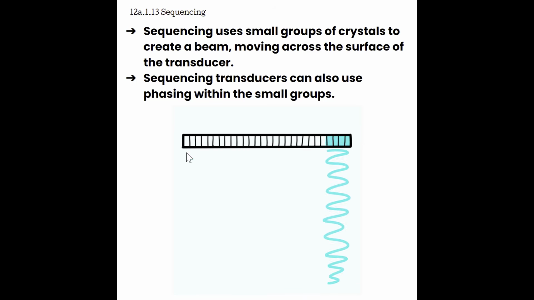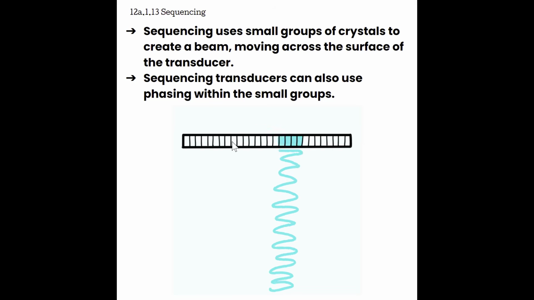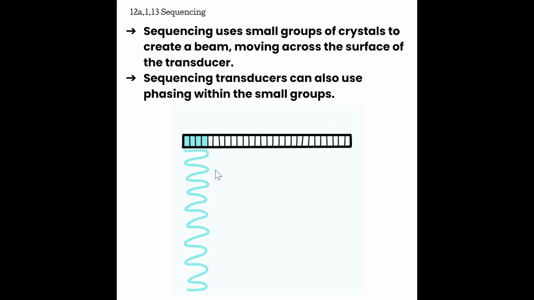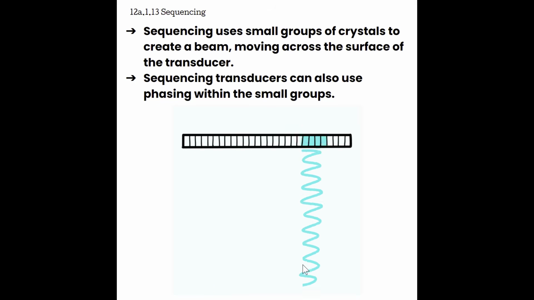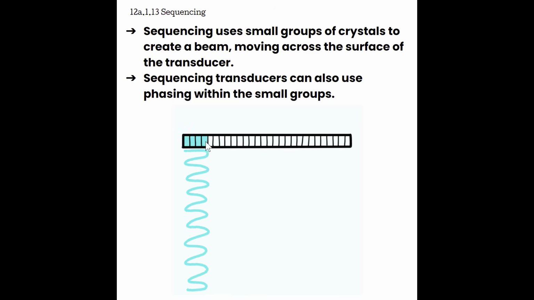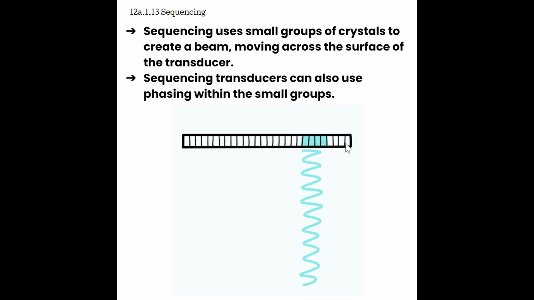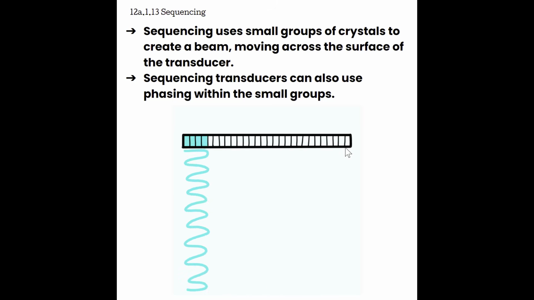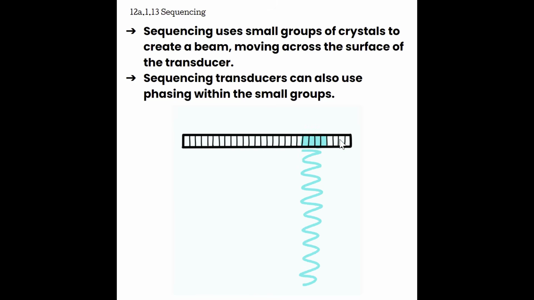So in our example here, we can see that groups of elements are being activated and they are sending a beam straight from the transducer face, because sound can only travel in a straight line. But it's going to travel across the surface of the transducer, create the whole image, start again, create the whole image, start again, over and over again as the frame is refreshed.